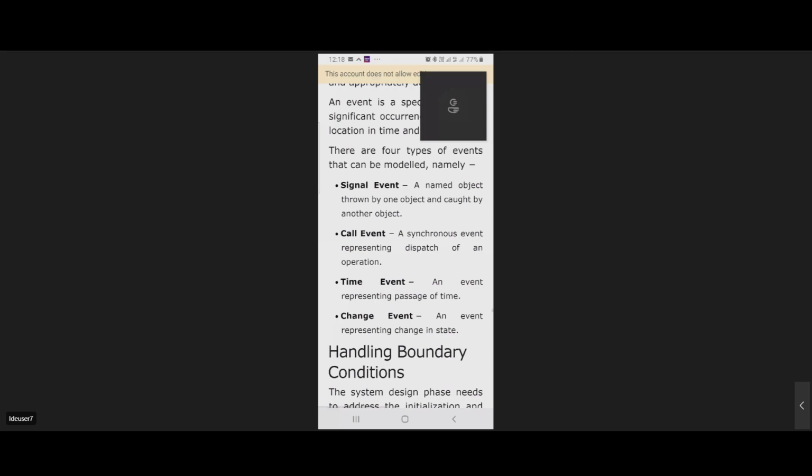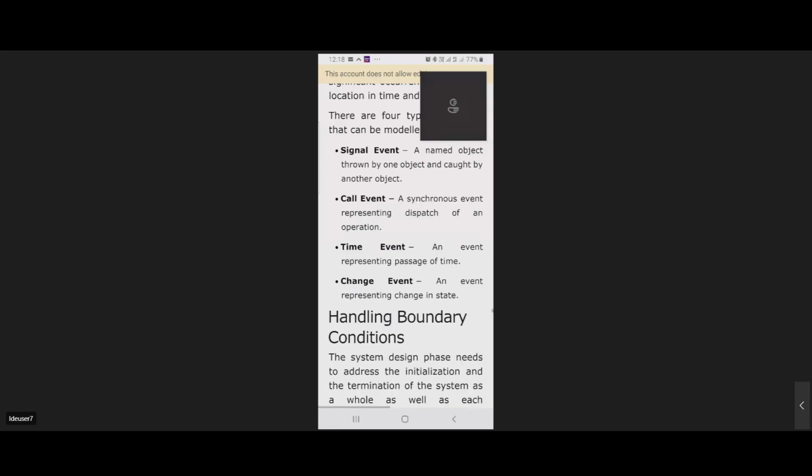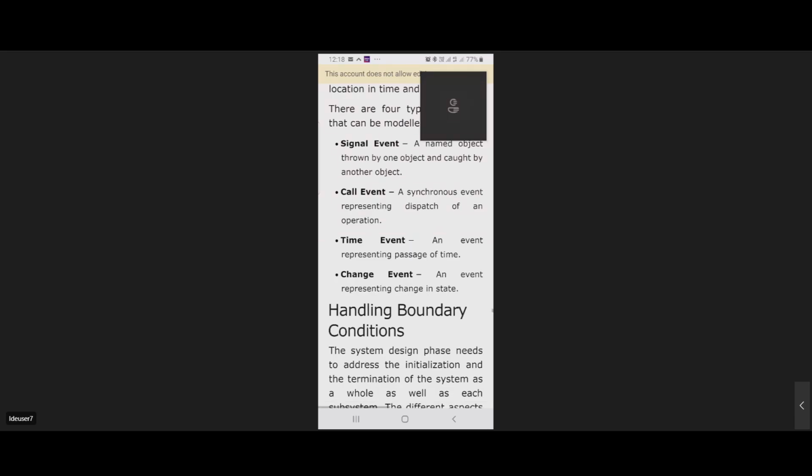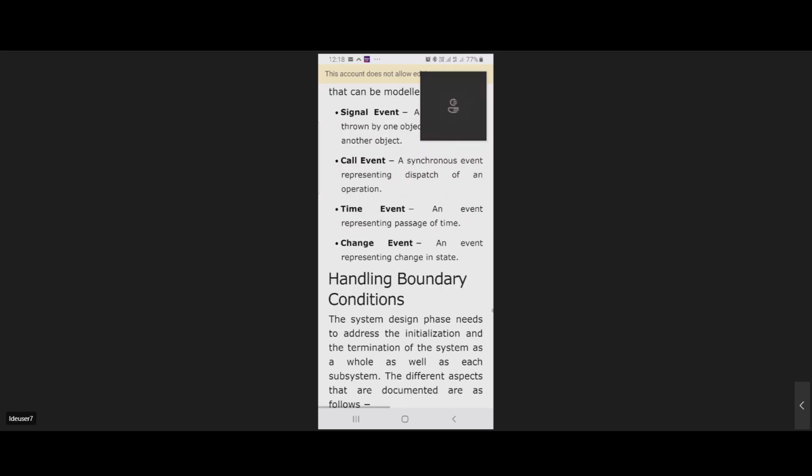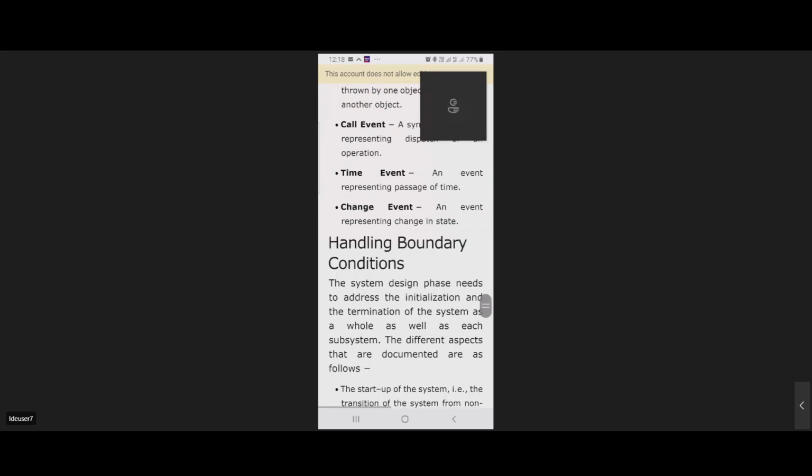So what is signal event? A named object thrown by one object and caught by another object. It's called a signal event. What do you mean by call event? A synchronous event representing dispatch of an operation. The time event is representing passage of time. And this is called a change in state. Change event occurs only on a change in state.